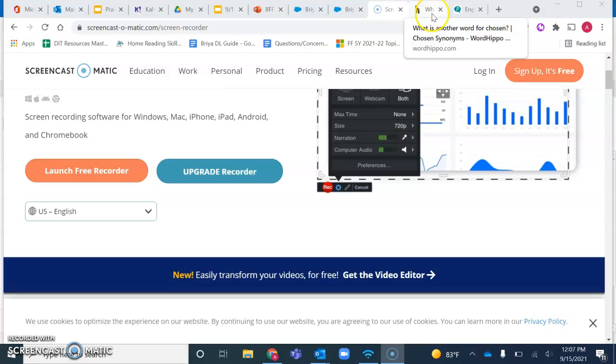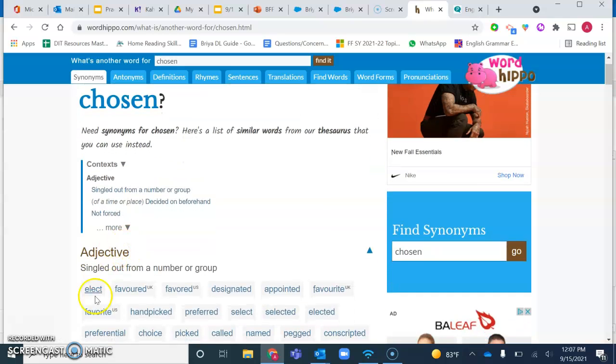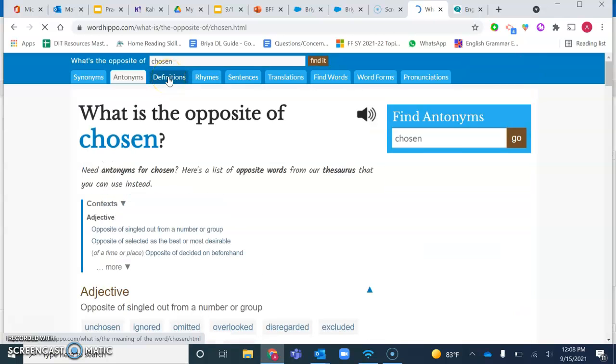Thinking about our discussions today, Victor was asking some great questions about the word chosen. Word Hippo is a website that you can use to explore words a little bit more. So the word chosen, you can see different contexts. So we're talking here about the adjective. You can see some synonyms, you can see antonyms, or opposite words.